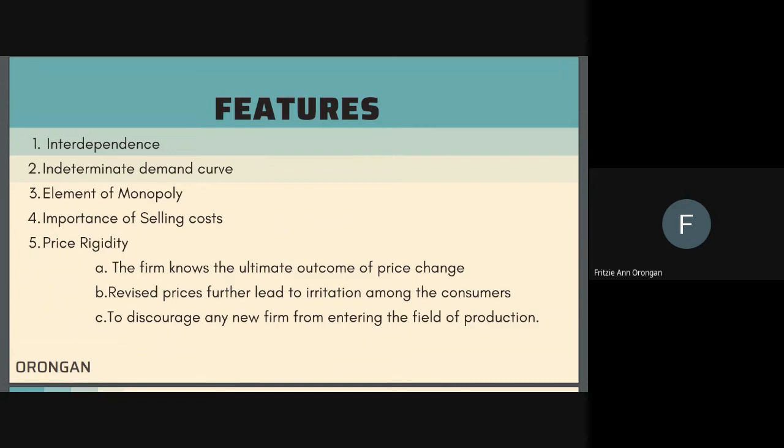And lastly, price rigidity. The price will be kept unchanged due to the fear of retaliation, so the price tends to be inflexible. The reasons for price rigidity are: first, the firm knows the ultimate outcome of a price change. Second, the revised prices further lead to irritation among the consumers. And lastly, to discourage any new firm from entering the field of production. Next slide, please.